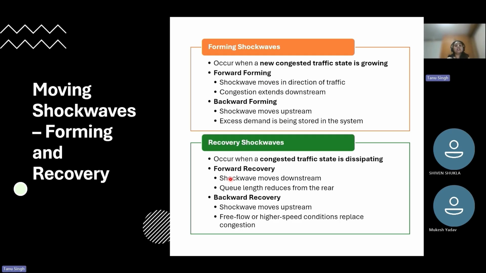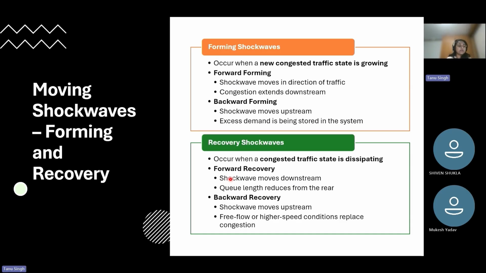A recovery shock wave occurs when an existing congested traffic state is dissipating. Recovery means when there is a congested state, but now it is able to resolve. For example, in a toll plaza condition, when there is congestion, but after the toll plaza, you can see the traffic state is dissipating. So this is an example of a recovery shock wave.